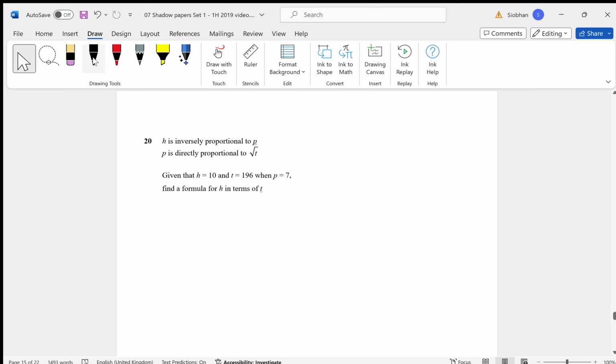Okay, this one is joining two different inversely and directly proportional questions together. So you can probably do quite a bit of this already. H is inversely proportional to P, would be that. And P is directly proportional to the square root of T. So the square root of T, so I'm just going to go even again, just square root T. So square root of 196 is 14.